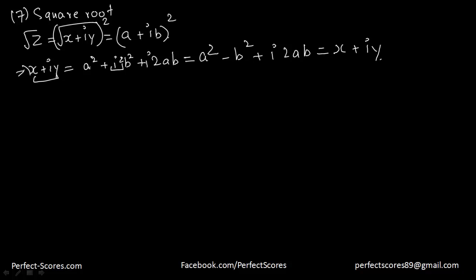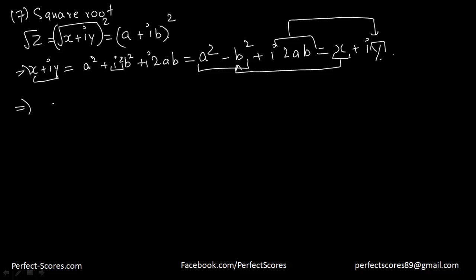So from here you'll be able to say that the real part is equal to the real part, and the imaginary part is equal to the imaginary part. So the next step is that the value of x is equal to a square minus b square, and the value of y is equal to 2 times a times b. However, I'm interested in finding the real values of x in terms of a and the values of y in terms of b, right? That is what I'm interested in finding.